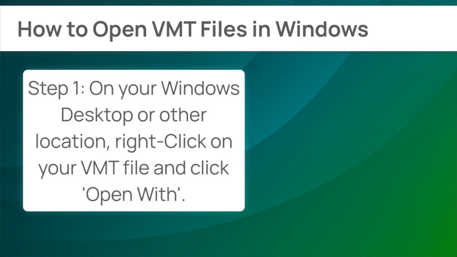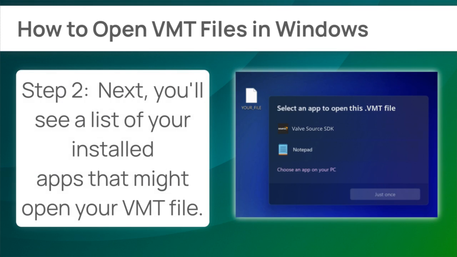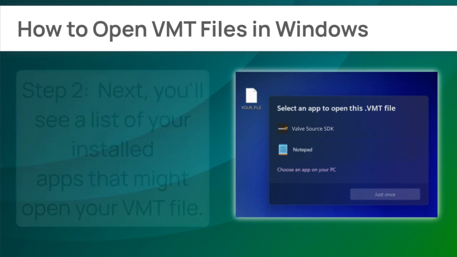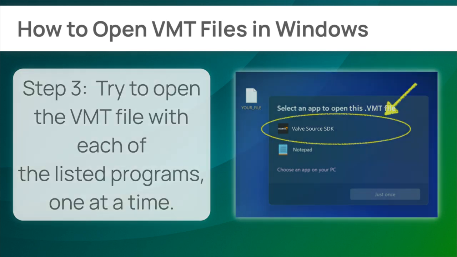To resolve the incompatible format issue, right-click the VMT file and choose Open With. Prioritize Valve Source SDK if available. If absent, choose another application. We are searching for a functional file association.